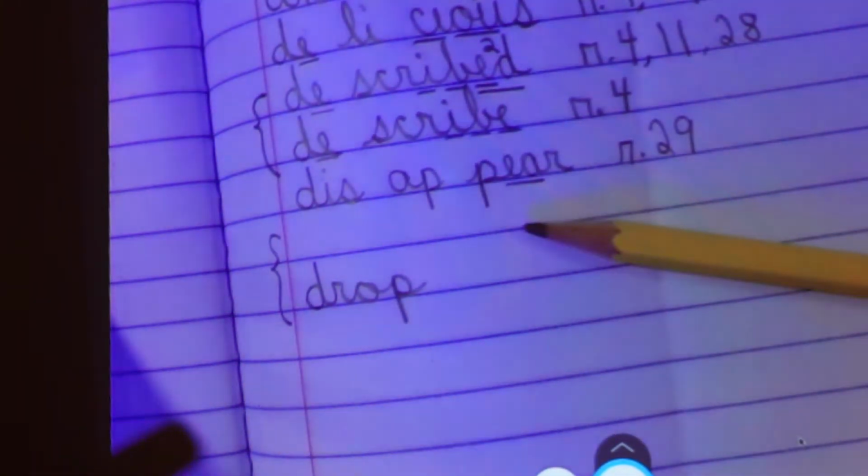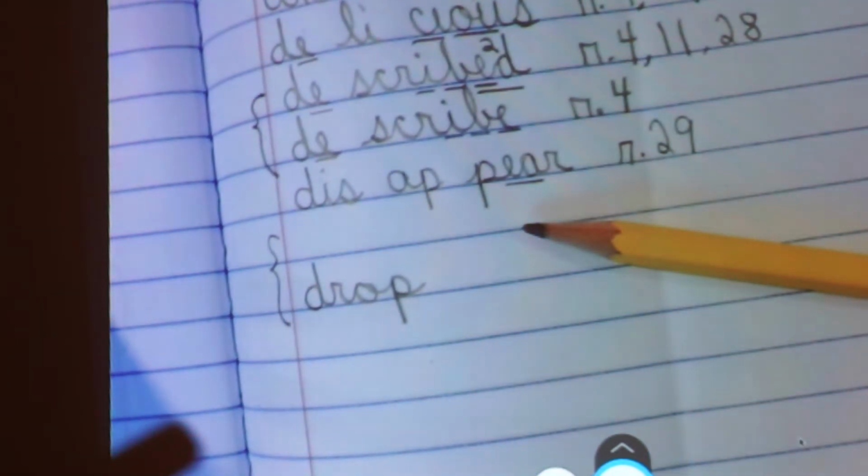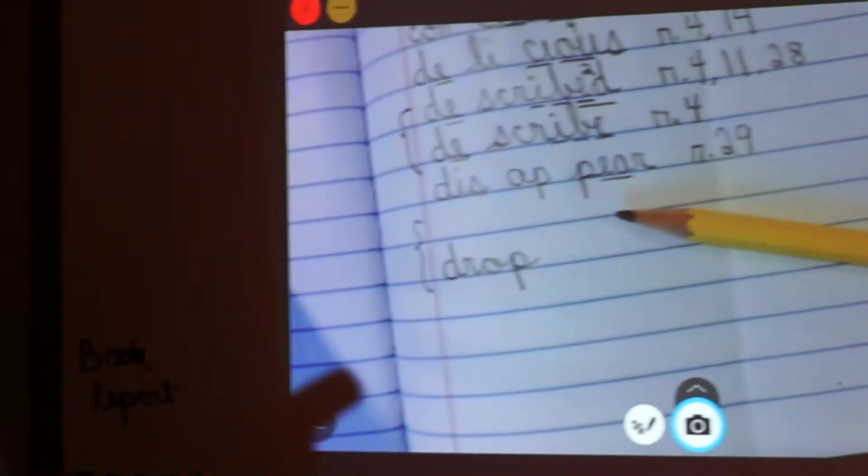Then the word above it is one syllable. It's the past tense. And it's dropped. D-R-O-P-P-E-D. Dropped.